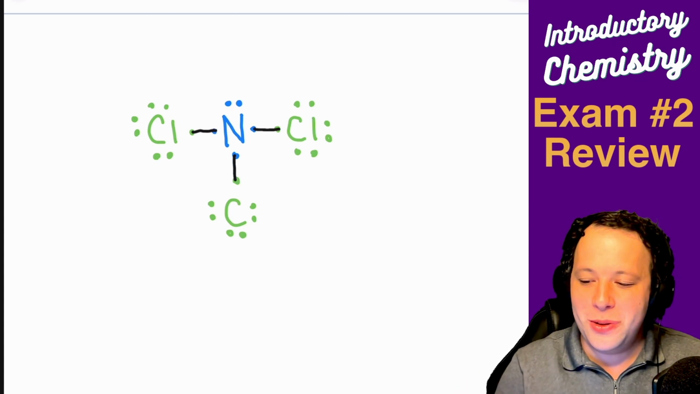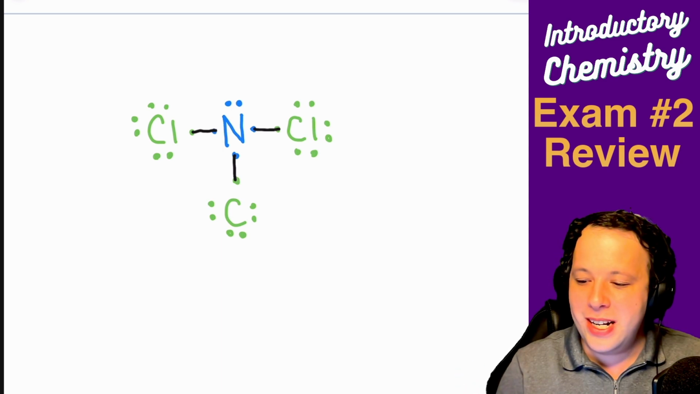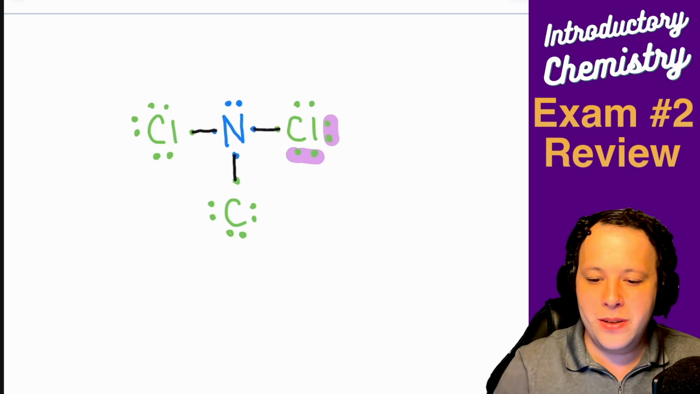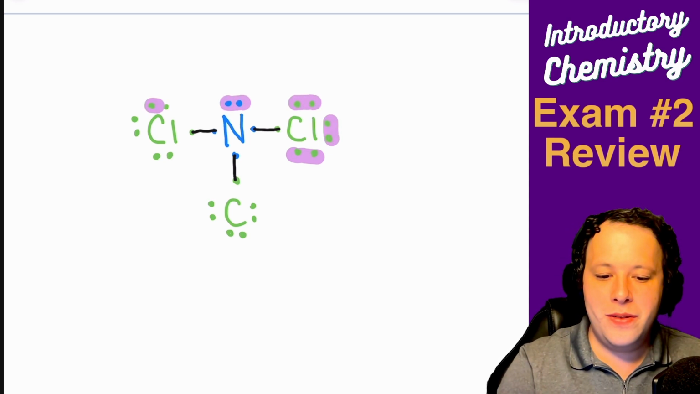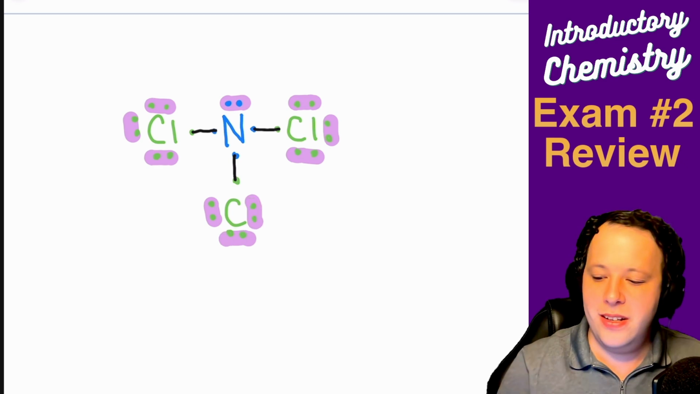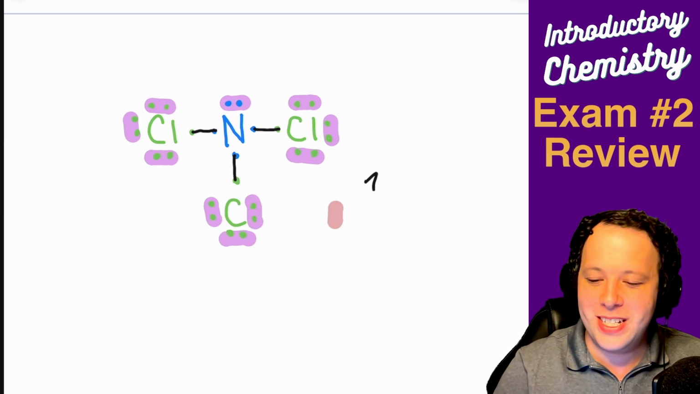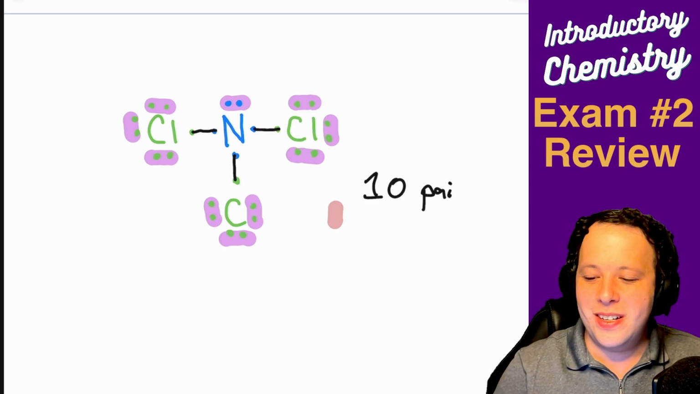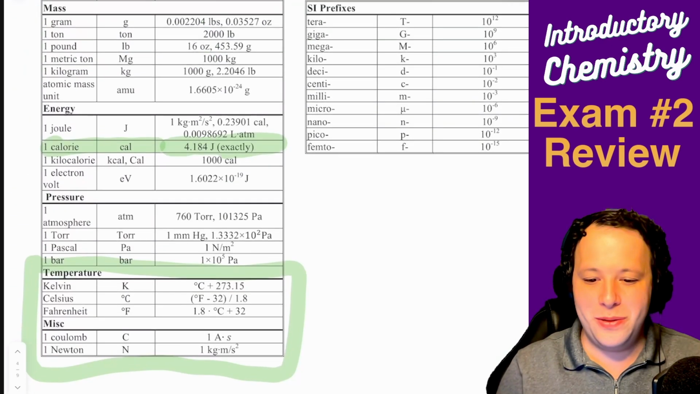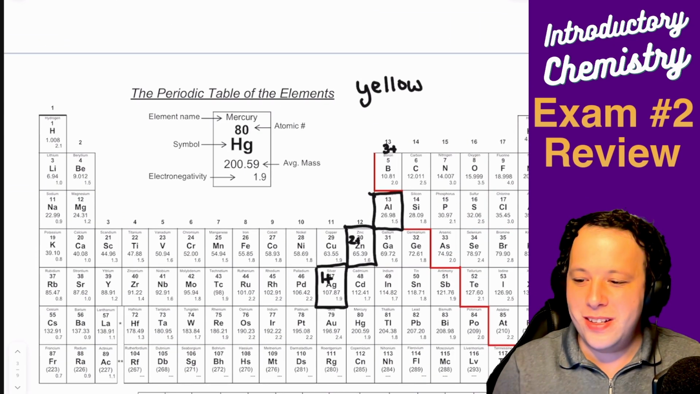So we're going to draw the structure and connect it all together. Now we're going to count how many lone pairs: 1, 2, 3, 4, 5, 6, 7, 8, 9, 10. So we have 10 pairs here. All right, when it comes to the valence electrons, let's quickly review that. There's a quick little trend to how to do this.